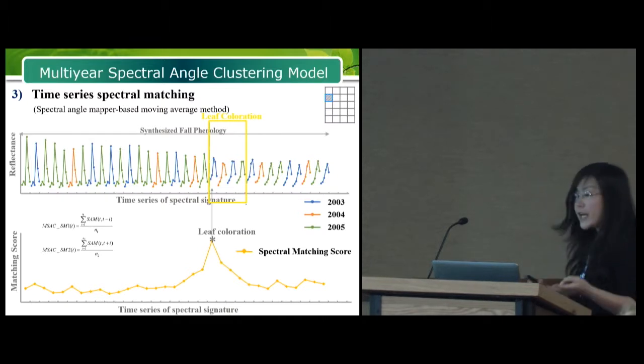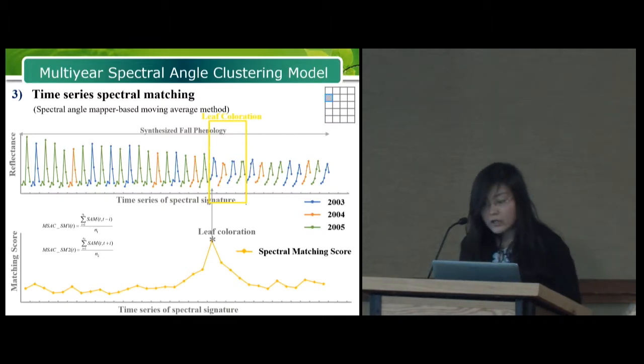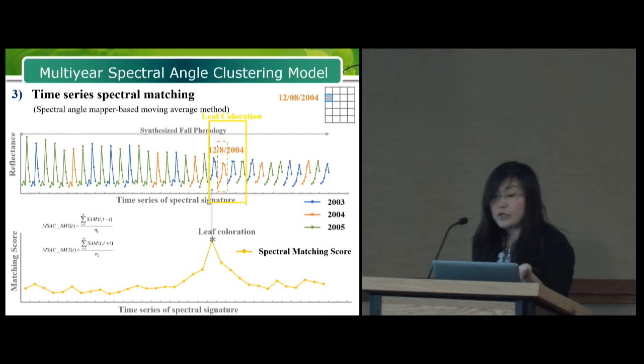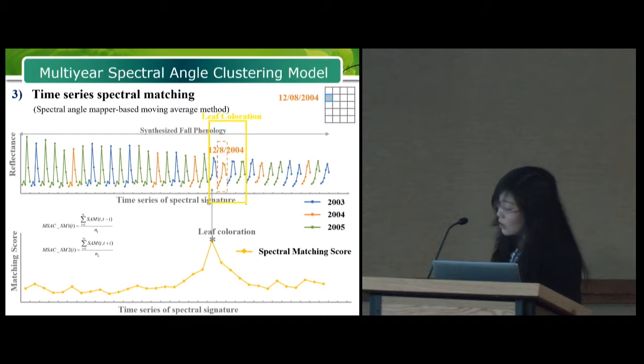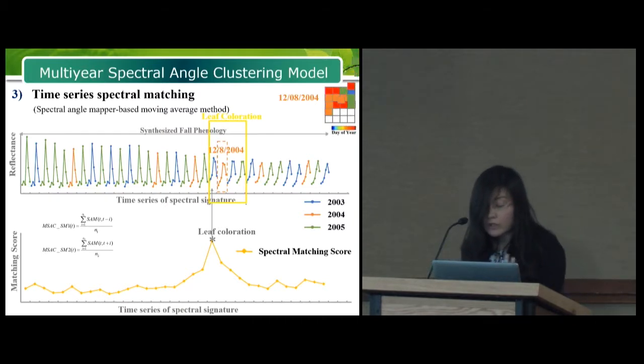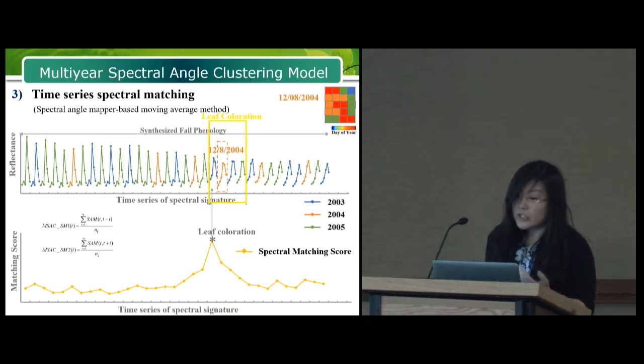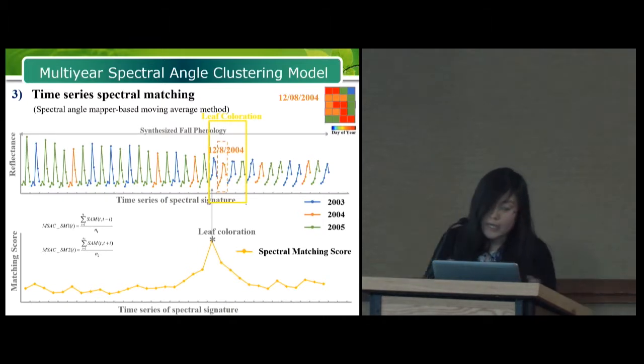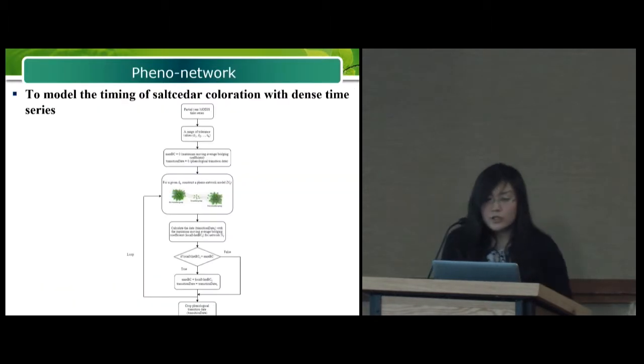Here we have 2 images in 2003, one in 2004, and one in 2005. They are all acquired in the leaf coloration period, even though they are in different years. Because we are interested in 2004, we use the imagery on December 8th for this pixel. We do this for all the pixels in this imagery in order to know which imagery we should use for large-scale monitoring of species invasion. So this is the first model.